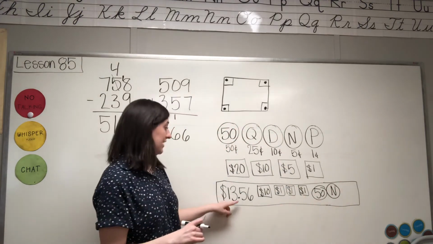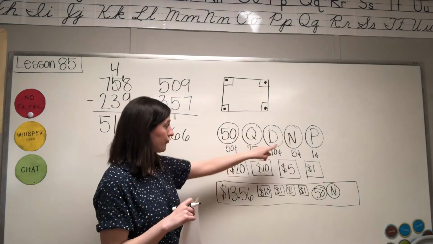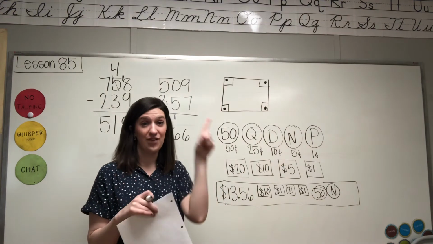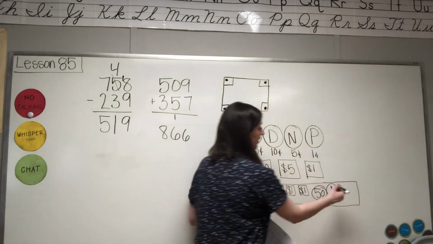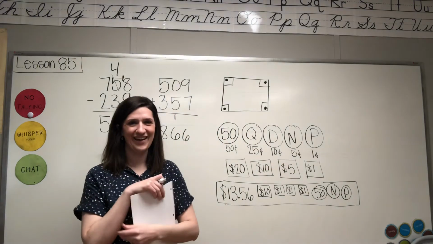If we used another nickel, that would be 60. That would be too much. So if we're at 55, we use one penny, that gets us to 56 cents. And then we're all done.